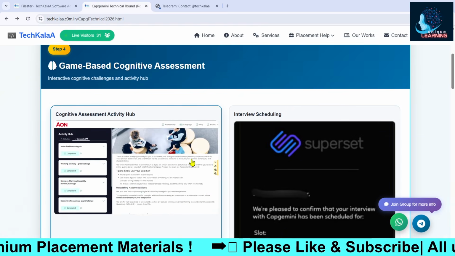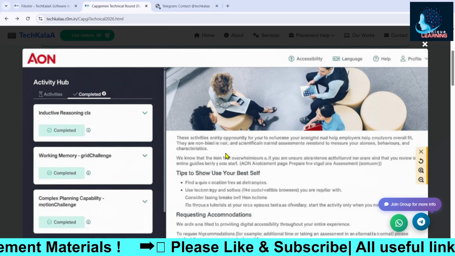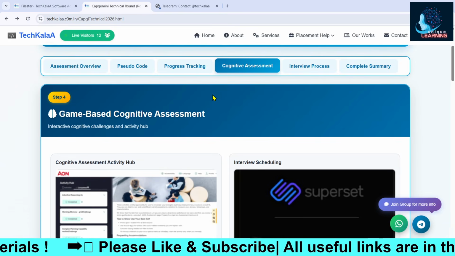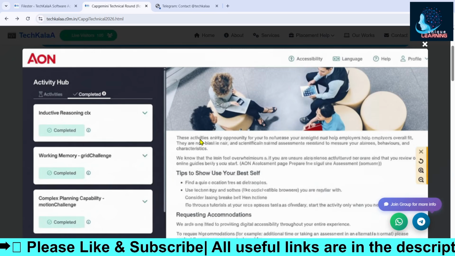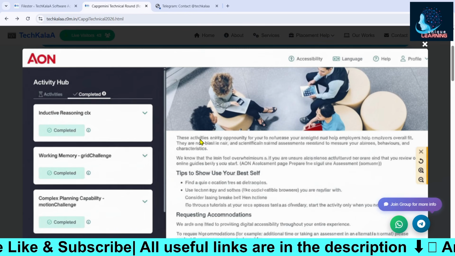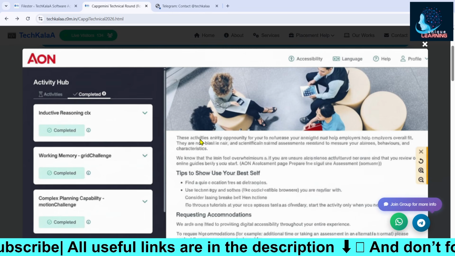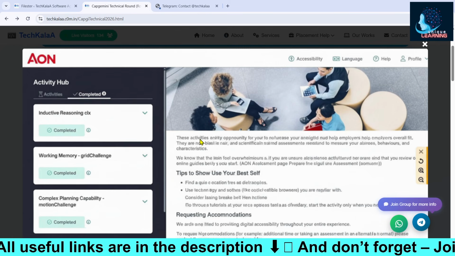After that, if you qualify the second round also, we will be having the third, that is the gamified round, which is a game-based cognitive assessment. Here we will be having five sections, and you have five different types of games. Each will be having its own time limit, like 6 minutes, based on the timer you will be having, and you have to solve questions.